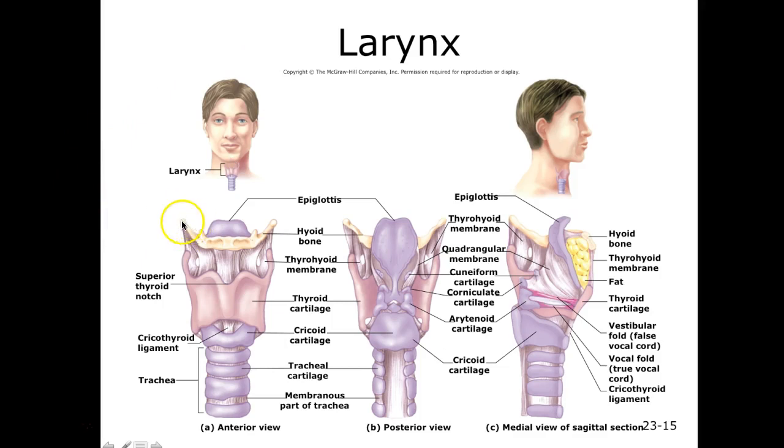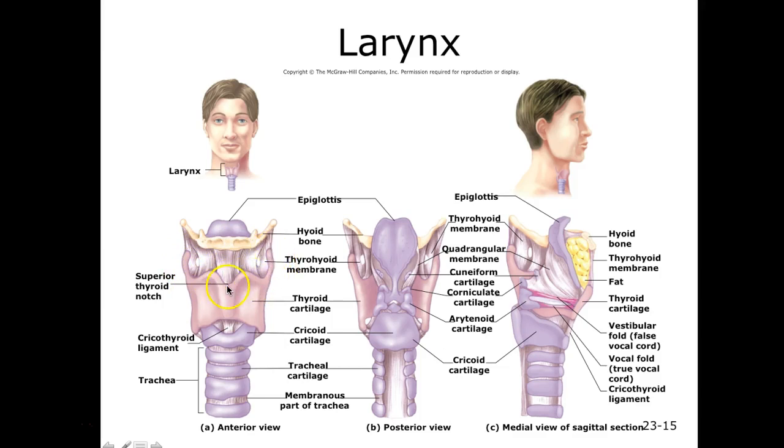I want to draw your attention to this hyoid bone. If you remember from our skeletal lecture, the hyoid bone does not attach to any other bone in the body. It's suspended by muscles and ligaments. You would find it right in this region underneath this gentleman's mandible, and we have a thyrohyoid membrane that connects it to the larynx.